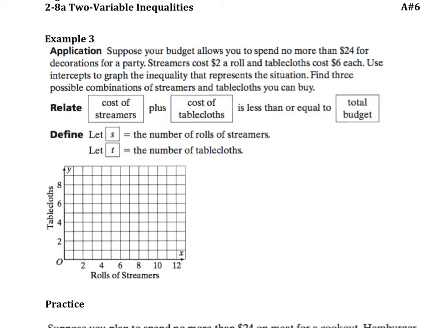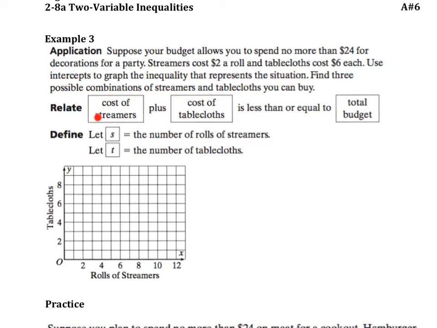The last thing we want to examine is how this applies. Well, most of the time in life, we do not have to spend exactly a certain amount of money. But in this case, we're going to spend no more than $24. So that's ultimately what a budget is. We're going to spend less than or equal to $24. So suppose your budget allows you to spend this much money for decorations for a party. Streamer rolls cost $2 a roll, and tablecloths cost $6 each. Use the intercepts to graph the inequality that represents the situation. Find 3 possible combinations of streamers and tablecloths you can buy.